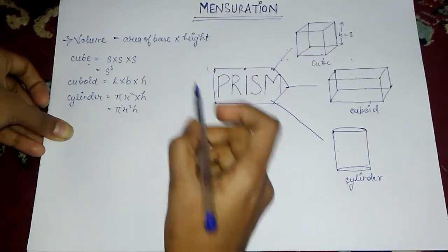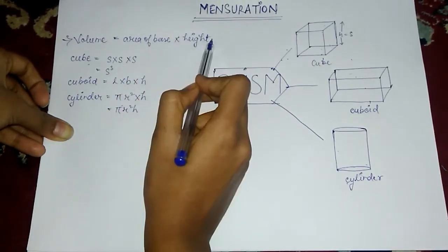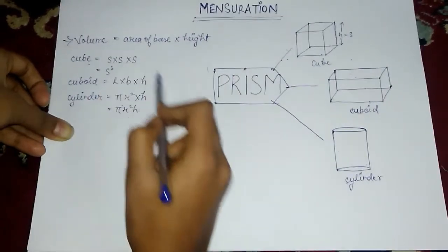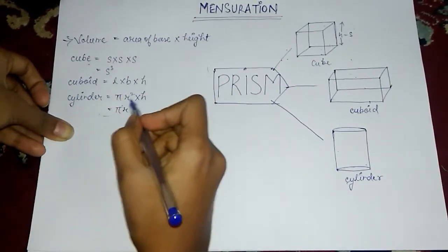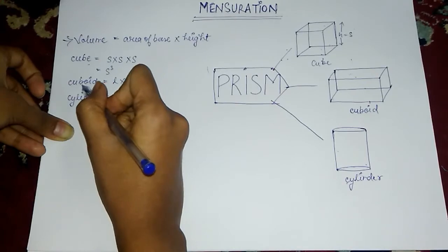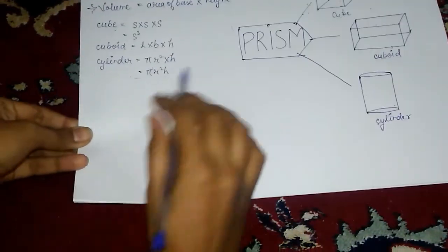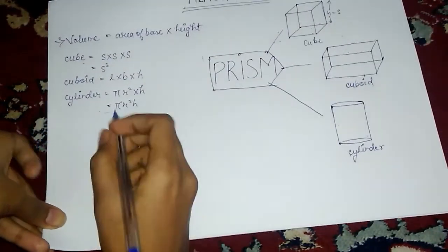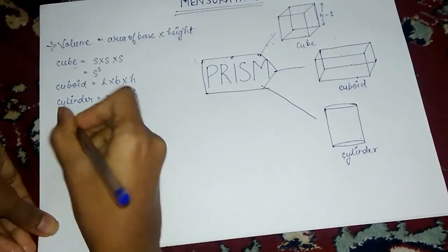See, it was so easy. You just have to remember this formula for volume, and you can make these three formulas on your own: cube, cuboid, and cylinder. The next one is the curved surface area.